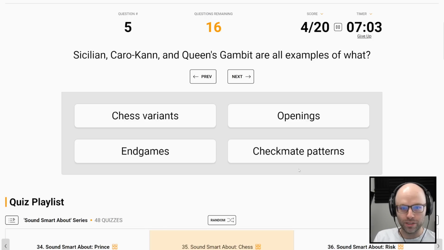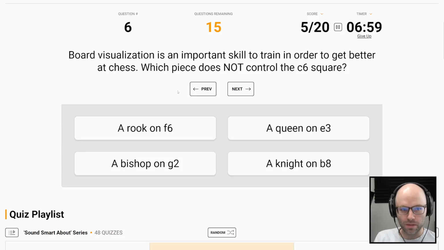Sicilian, Caro-Kann and Queen's Gambit are all examples of openings. Board visualization is an important skill to train. Which piece does not control the C6 square? Okay, I'm ready. A rook on F6 does not touch it. A queen on E3 does not touch it. A bishop on G2 does not touch it. A knight on B8 does touch it.